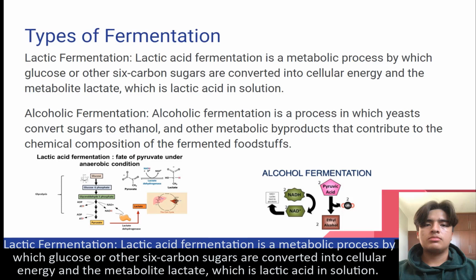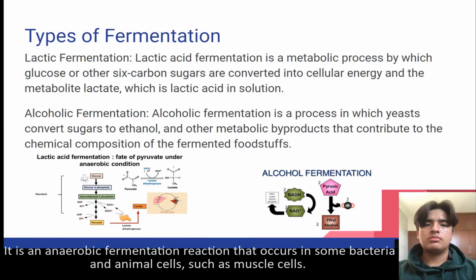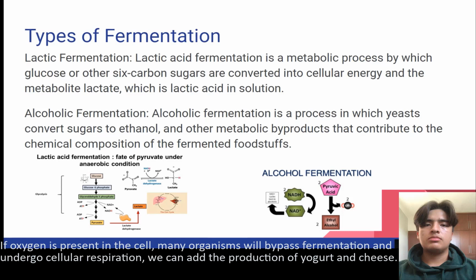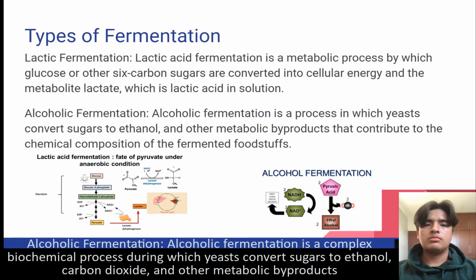There are two main types of fermentation. The lactic fermentation is a metabolic process by which glucose or other 6-carbon sugars are converted into cellular energy and the metabolite lactate, which is lactic acid in solution. It is an anaerobic fermentation reaction that occurs in some bacteria and animal cells, such as muscle cells. If oxygen is present in the cell, many organisms will bypass fermentation and undergo cellular respiration. We can add the production of yogurt and cheese.